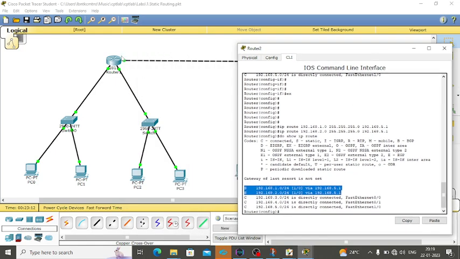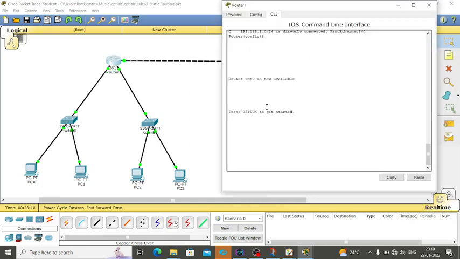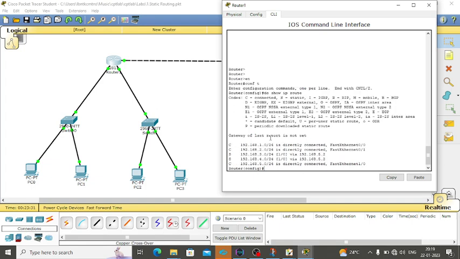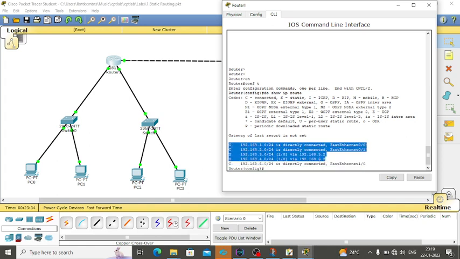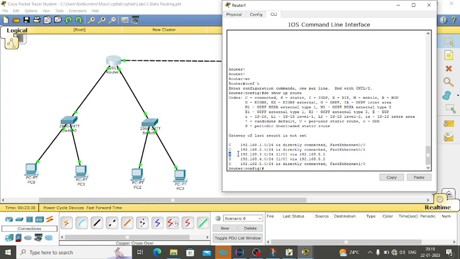Yes, it's a static routing via 5.1. The 5.1 network reaches through this network and then this interface. In configuration mode, do show ip route. Here the directly connected interface is marked C, and after that the static routes, static routing 3 via 5.2.